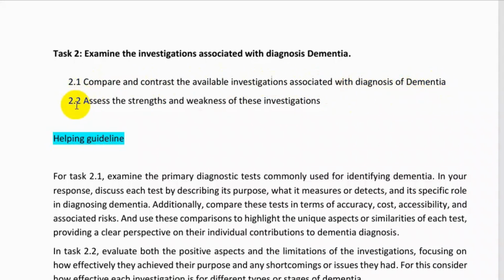For assessment criteria 2.2, you need to assess the strengths of these clinical investigations that you identified in criteria 2.1. For discussing the strengths, you can consider the positive aspects of all these tests. And for the weaknesses, you can consider the limitations of each test when used for the diagnosis of dementia.